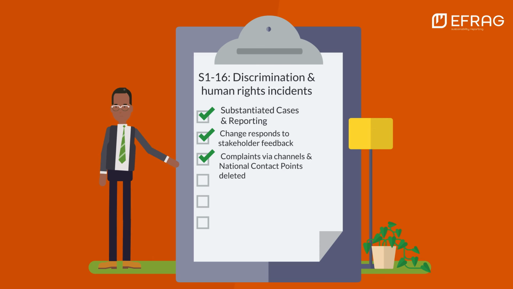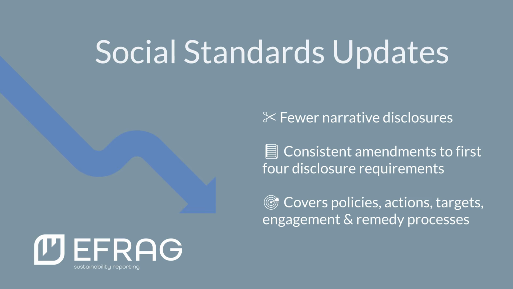Data points on the number of complaints filed through channels to raise concerns and to national contact points have also been deleted. Lastly, across all four social standards, there have been concerted efforts to reduce the number of narrative disclosures. Consistent amendments have been made to the first four disclosure requirements, covering policies, actions, targets, engagement, and remedy processes.